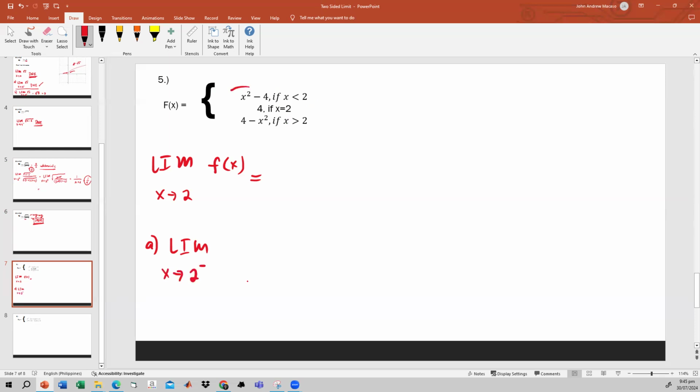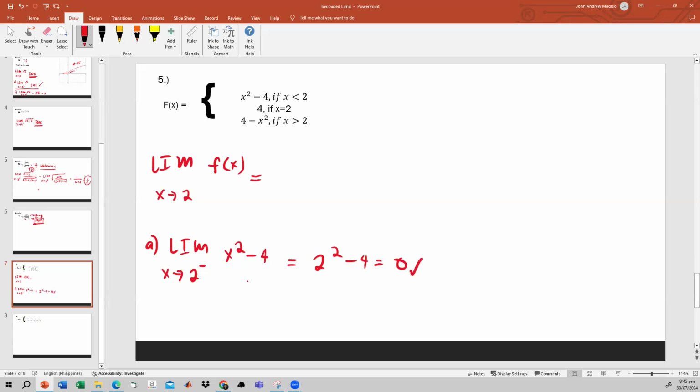We will use this function because, try to recall, if we have a piecewise function, the corresponding function to that inequality will be used. Then you just need to solve it. So this will become x squared minus 4. Evaluating the limit, you just need to substitute directly. Of course, this will lead to 0, because that's 2 squared minus 4. So this will lead to 0.